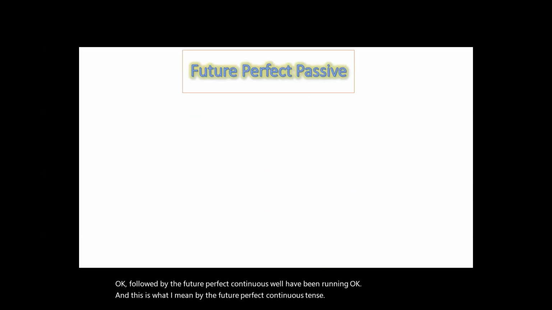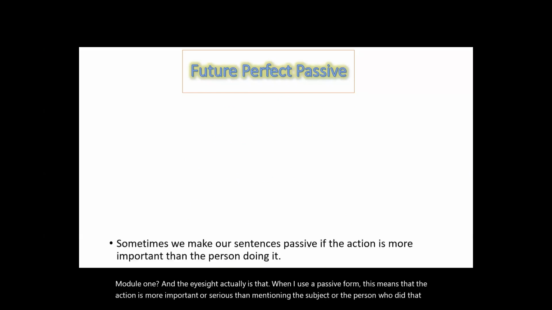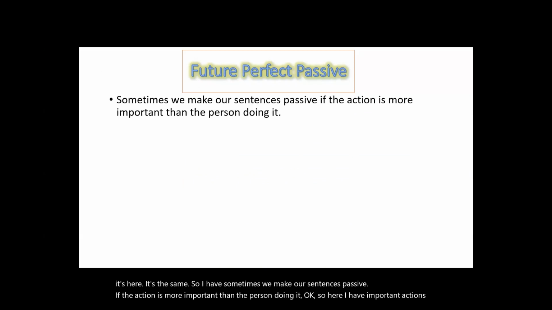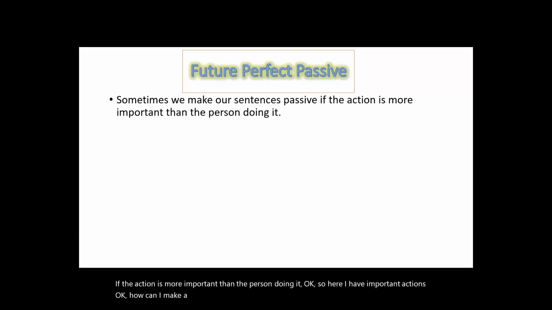Let's talk a little bit about the passive. Do you remember the passive when we talked about it in module 1? I said that when I use a passive form, this means that the action is more important than mentioning the subject or the person who did it. It's the same here. Sometimes we make our sentences passive if the action is more important than the person doing it. So here I have important actions. How can I make a passive with the future perfect tense?